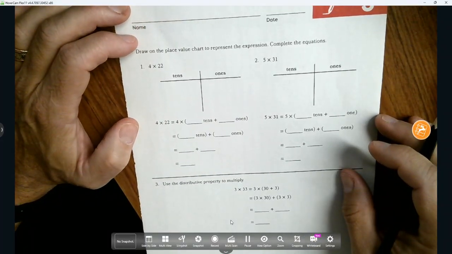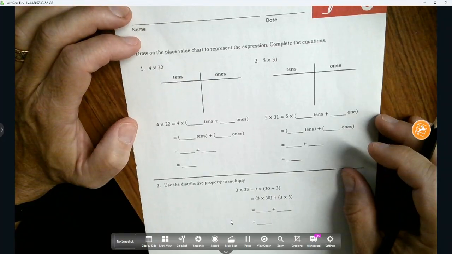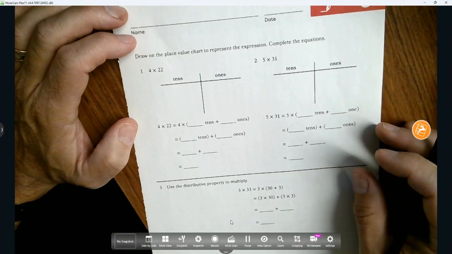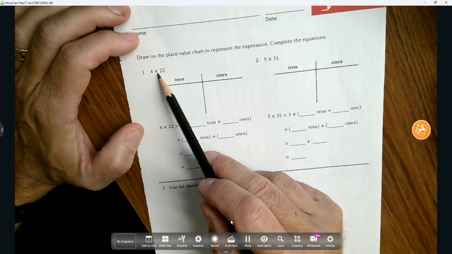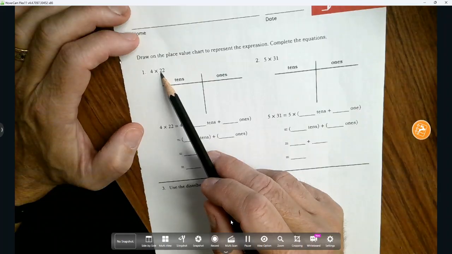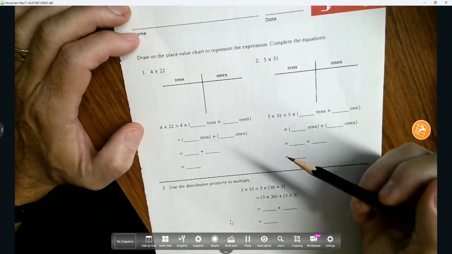All right, let's look at number 1. Draw on the place value chart to represent the expression. Complete the equation. All right, look at this one. So we have 4 times 22. 4 times 22.